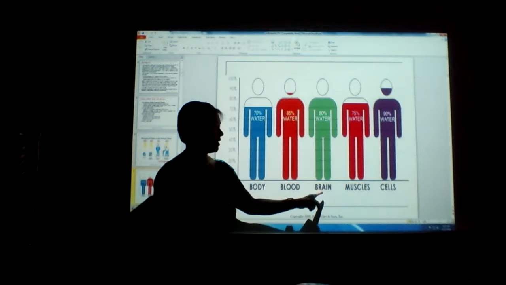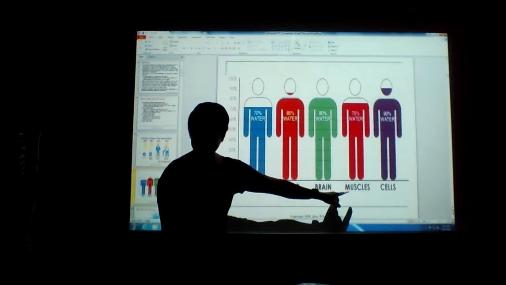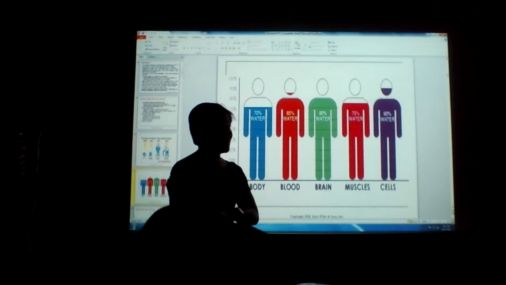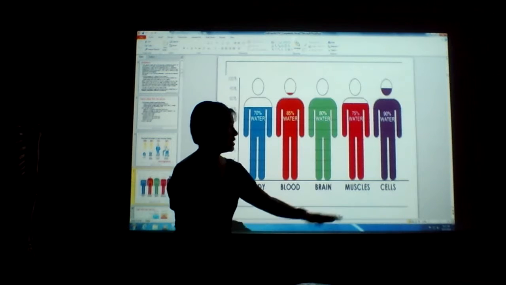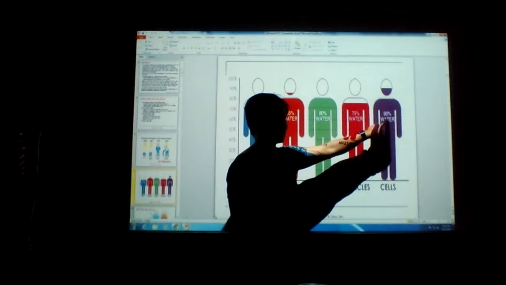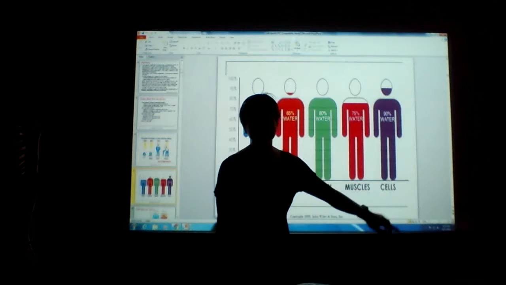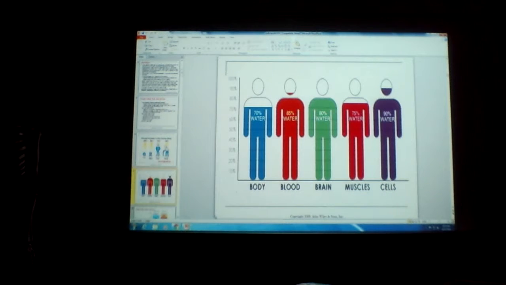So look at, very important in your muscles. When we're dehydrated, we can have muscle pain. And basically, 90% water is what makes up your cells. So it's very important to be in water balance.